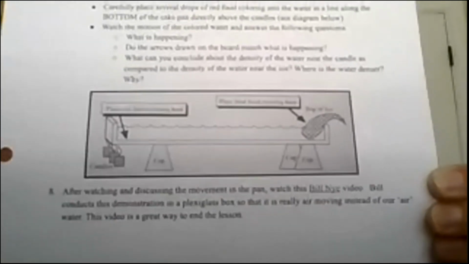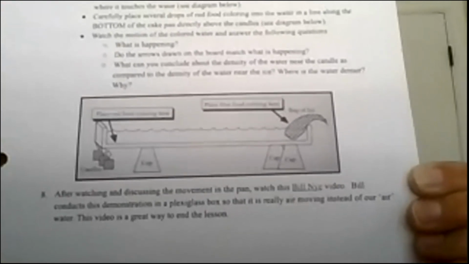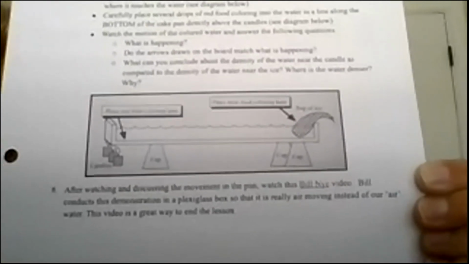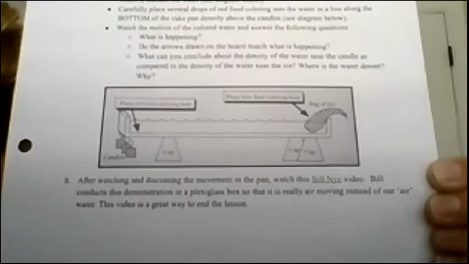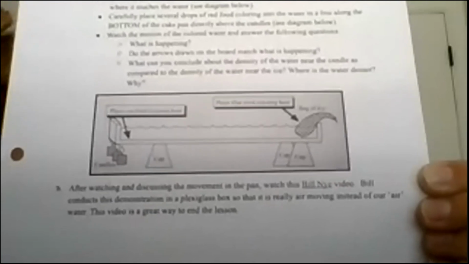Let me look at my notes here to make sure I'm telling you this right. You're going to put the blue food coloring on the ice side and the red on the other side when the water has settled. So make sure it's been sitting for a minute after you've put everything together. Then you put the blue on the ice and the red on the other, and you're going to watch the motion of the colored water.